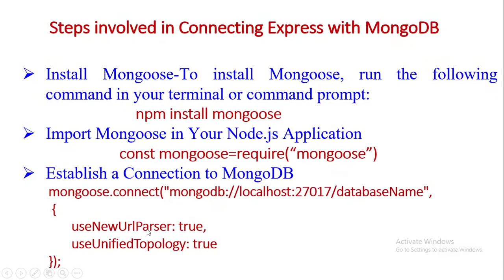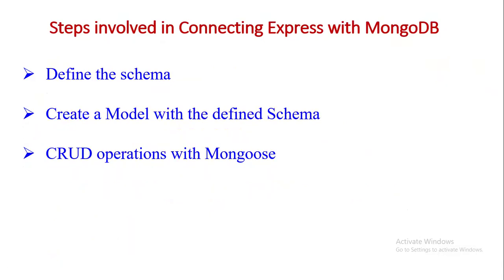So use new URL parser true. Use unified topology as true. Then after that, we are going to define the schema. From the schema, we are going to create the model. After creating the model, we can perform our CRUD operations with Mongoose. So these are the steps involved in connecting with MongoDB.